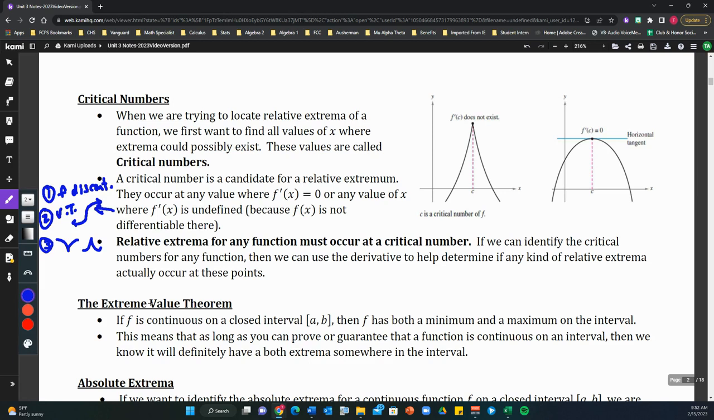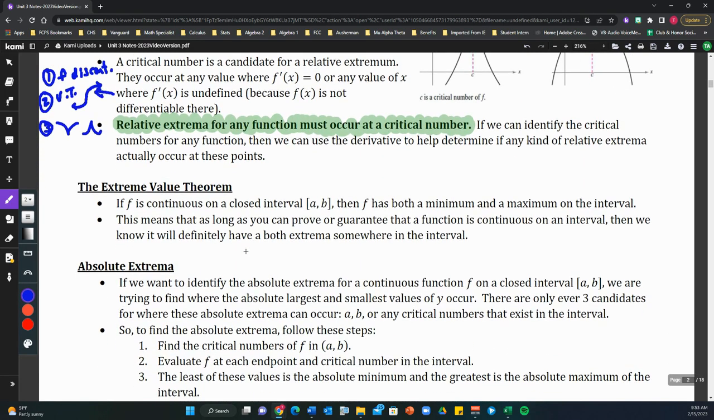Relative extrema for any function must occur at a critical number. That is a really big, important rule. This is just how we narrow down the process. Instead of having to think of all possible values in the domain of our derivative function, we can limit our scope to just a couple of values that we know have the potential to be turning points. If we can identify those, then we'll use our derivative to help us sort out which ones actually are extrema or not.